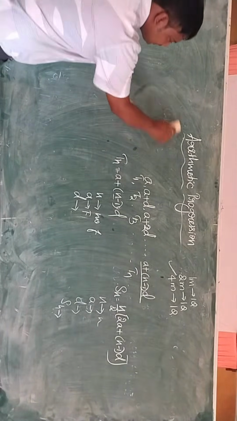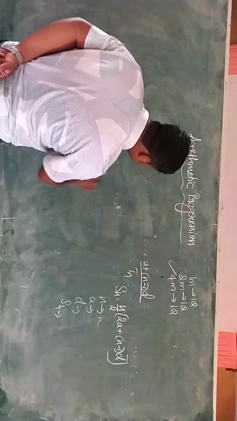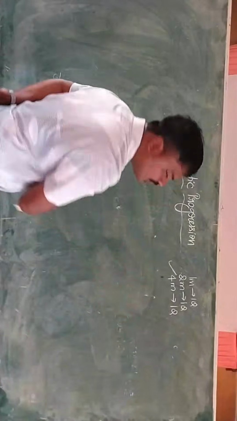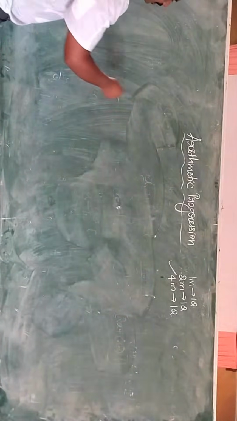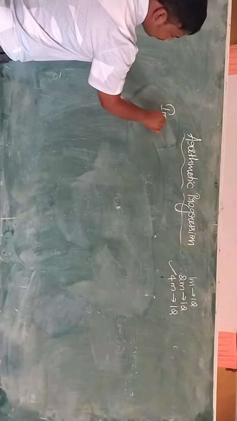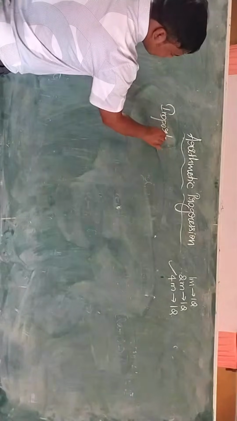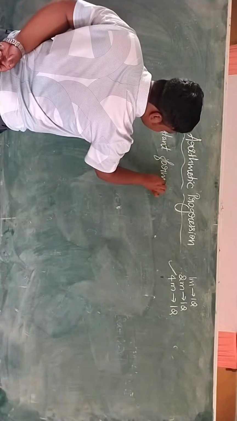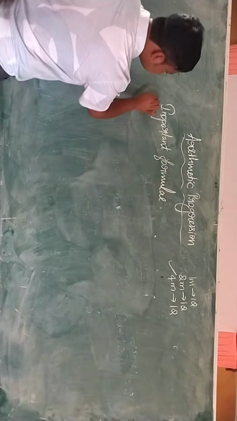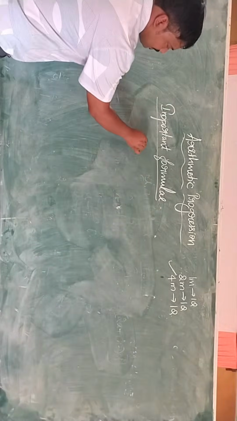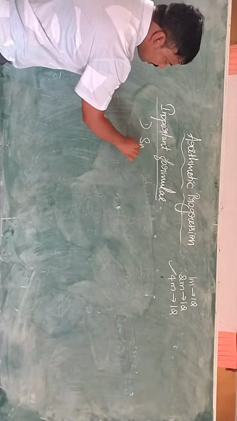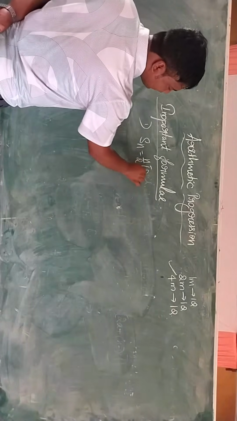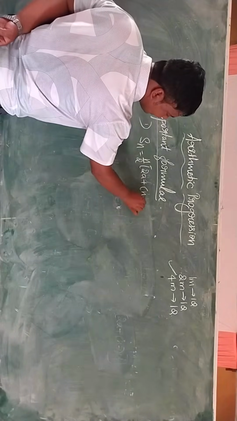The next concept: important formulae related to sum of n terms of an AP. These formulas are important for 1 mark. The first formula, sum of n terms of an AP, Sn is equal to n upon 2 into 2a plus n minus 1 into D.